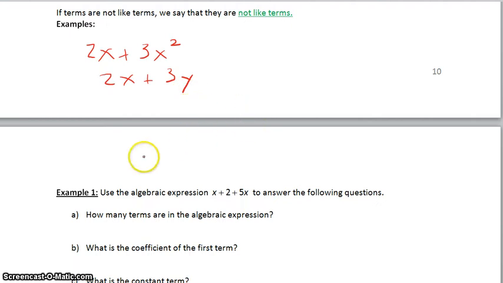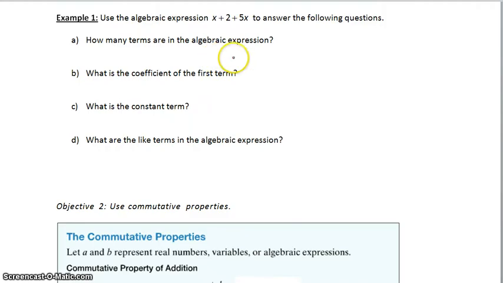Okay, now we're about to go to page 11, and we're going to try a couple examples here. Okay, example 1. Use the algebraic expression x plus 2 plus 5x to answer the following questions. How many terms are in the algebraic expression? Now remember, terms are separated by addition or subtraction. So we have two addition signs here. So that means we have 1, 2, 3 terms.